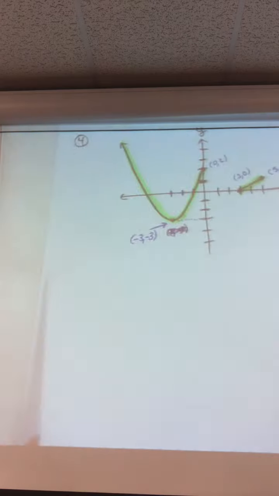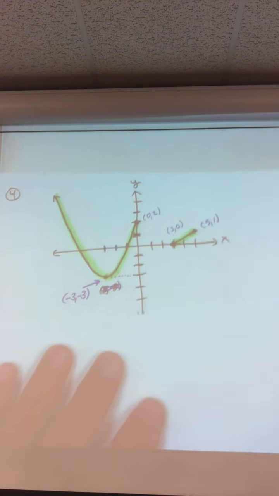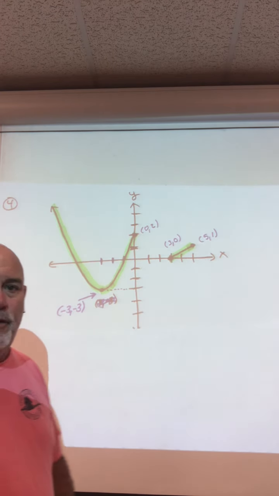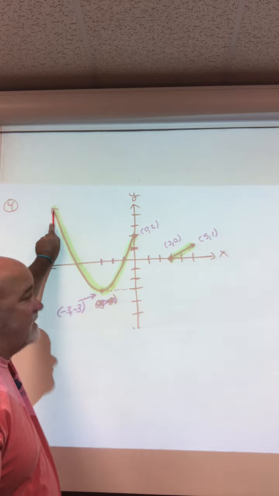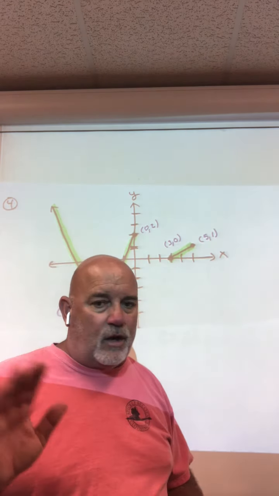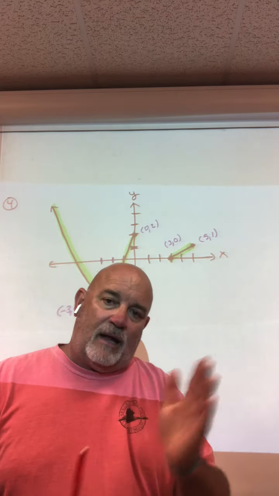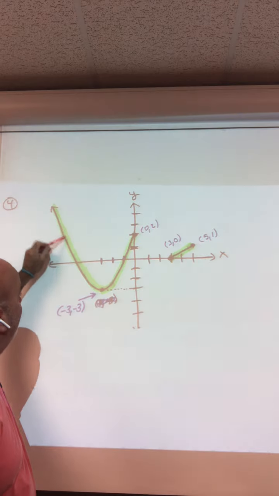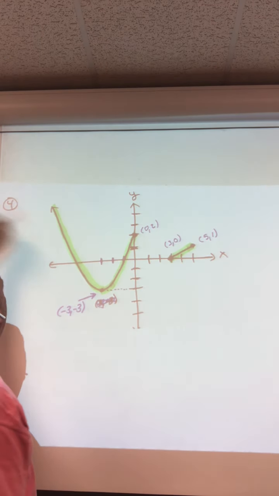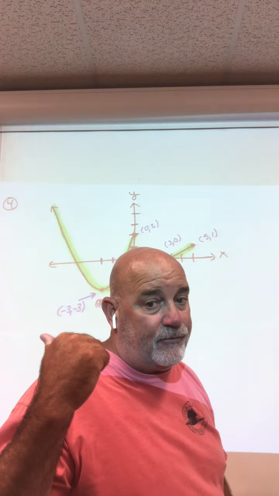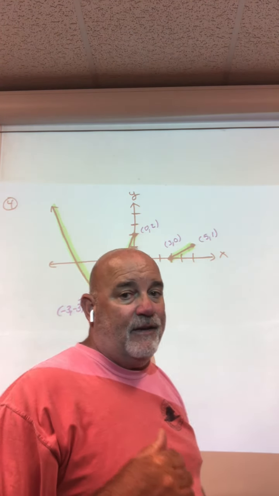This next one, the domain's a little different. How far does the graph go from left to right? Well, what does this arrow mean? It means it goes on forever. We're not talking about up and down. We're talking about left and right now. So, how far does this graph go to the left? That arrow means it goes to the left forever. If you go to the left forever, that's negative infinity.